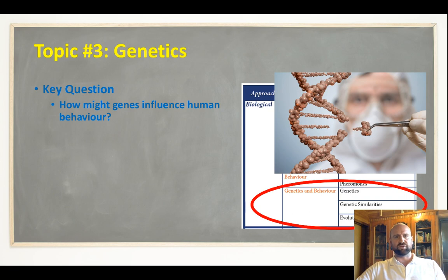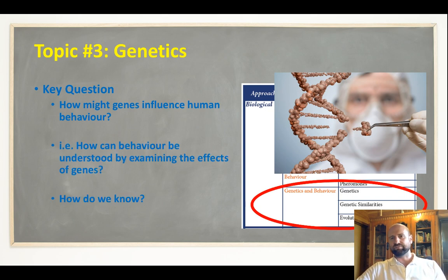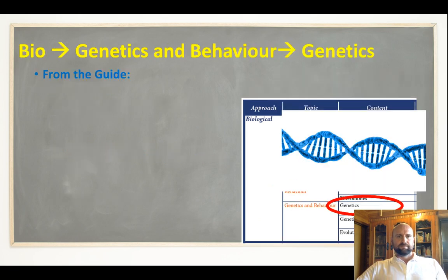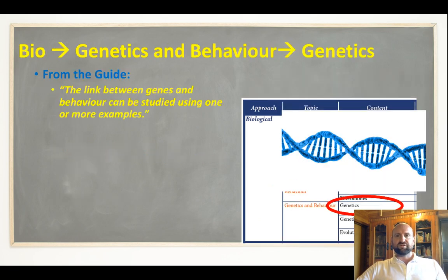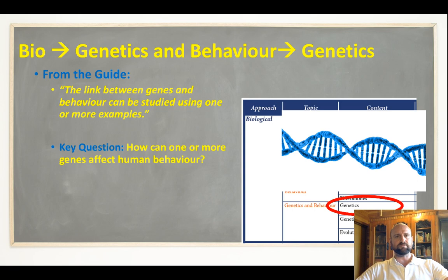How might genes influence human behavior, and how do we know? Okay, so I think this is, again, pretty straightforward. So for genetics, under this topic, the link between genes and behavior can be studied using one or more examples. Again, we see that one or more examples, and I'll come back to that a little bit later about why I'd always go for the one example and not more, especially when it comes to exam revision. And a key question, I think, how can one or more genes affect human behavior?